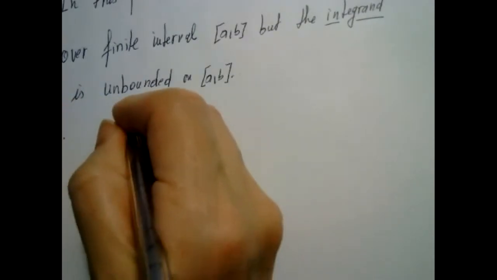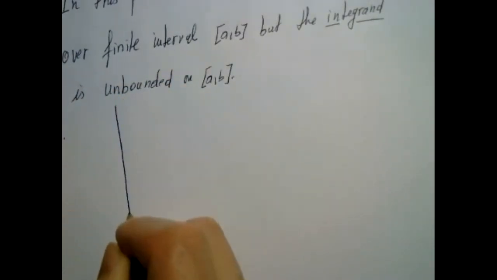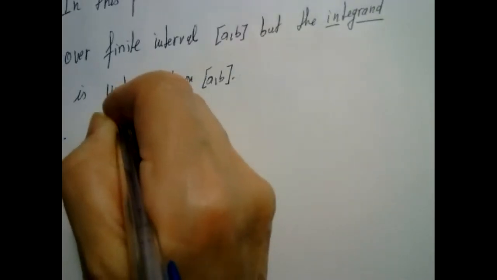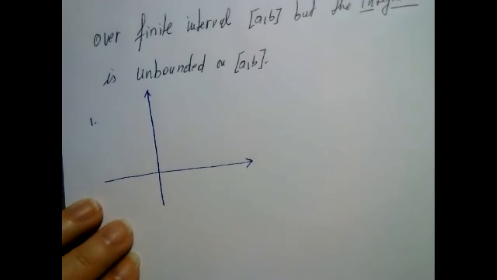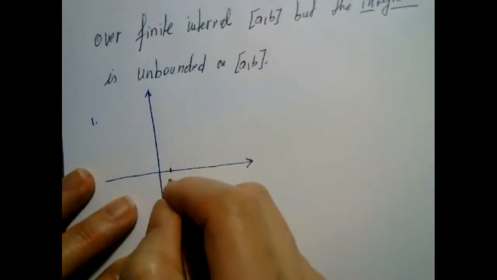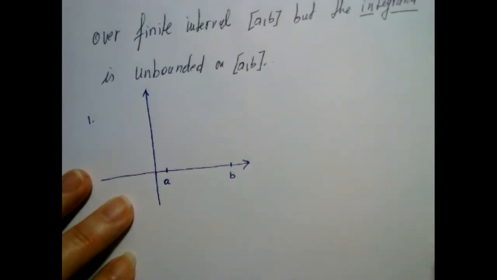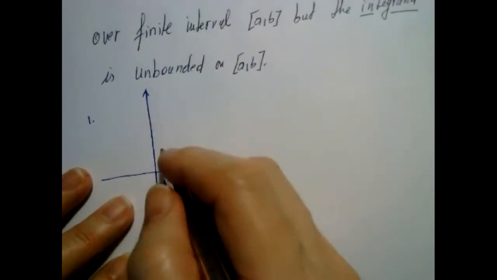Okay. So suppose my function looks like this. And there's going to be tremendous similarity between what we're going to do now and what we did already. Suppose this is my function. This is my A, and this is my B. And my function is unbounded in the following sense.